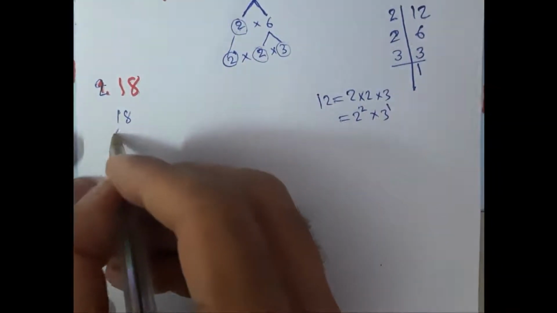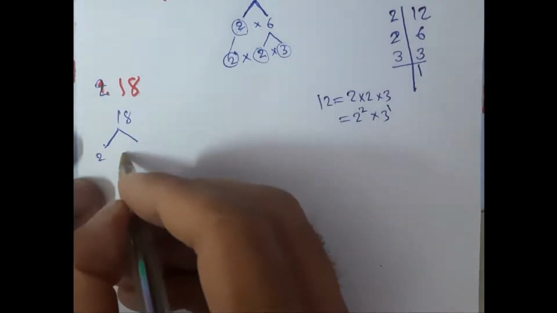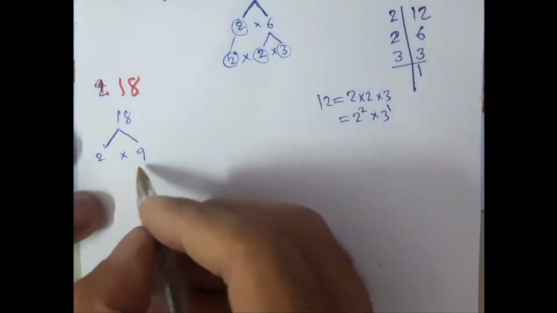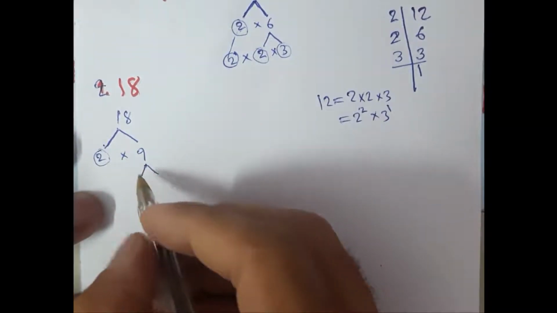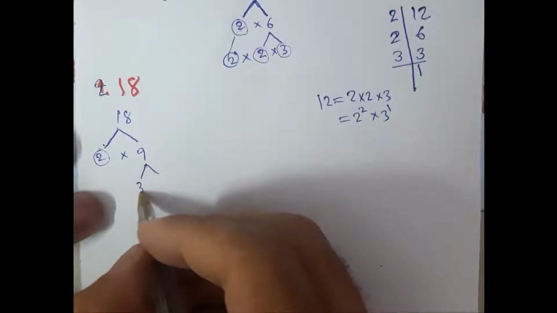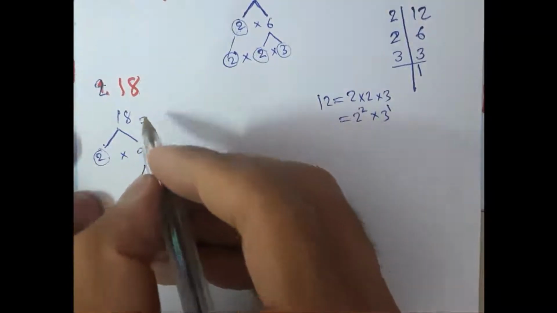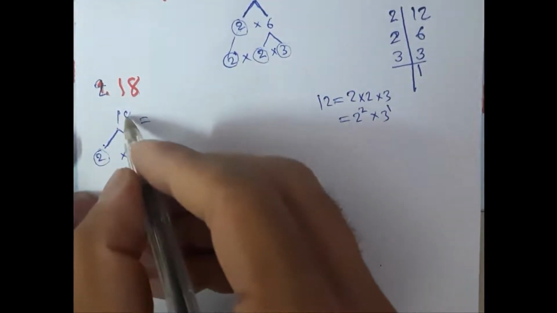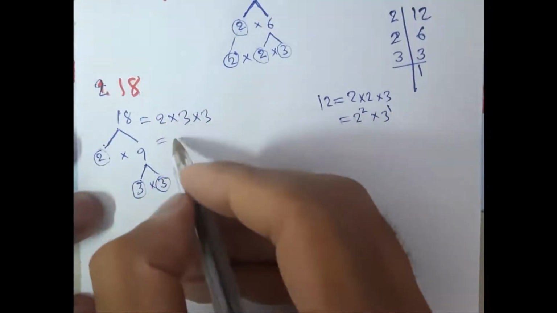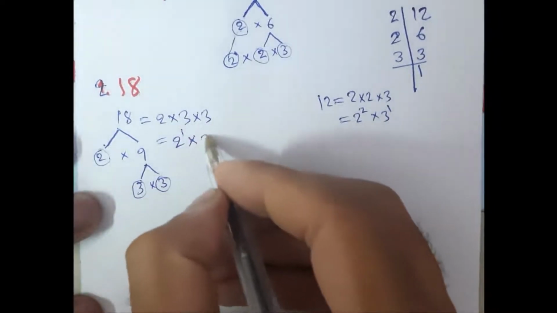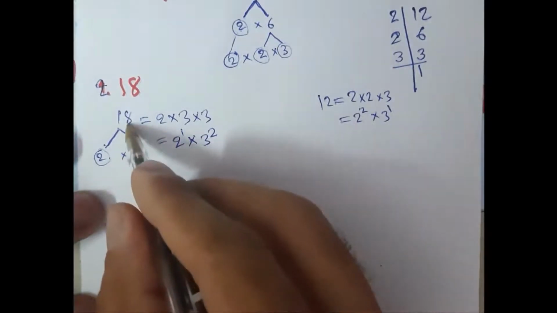18 is decomposed into 2 and 9. 2 is a prime number, it's okay. Here 9 is a composite number. Also we can change it to 3 times 3. Here 3 is a prime number, and the other 3 is also a prime number. So 18 changes to 2 times 3 times 3, which is equal to 2 to the power 1 times 3 to the power 2. It is the prime factorization of 18.